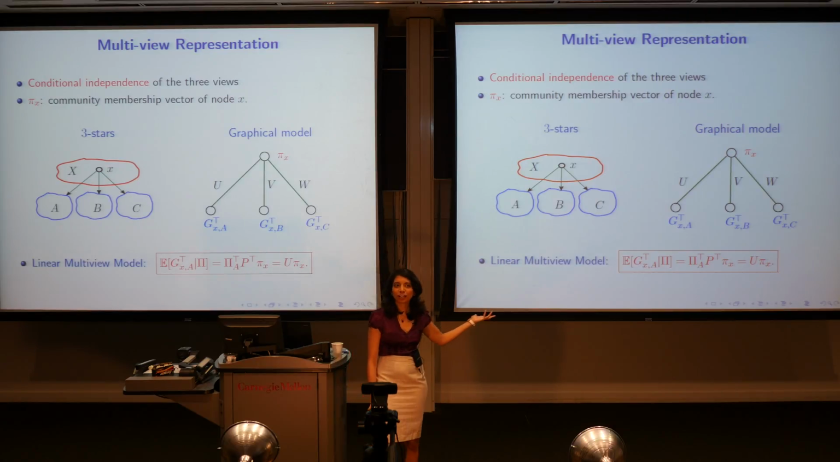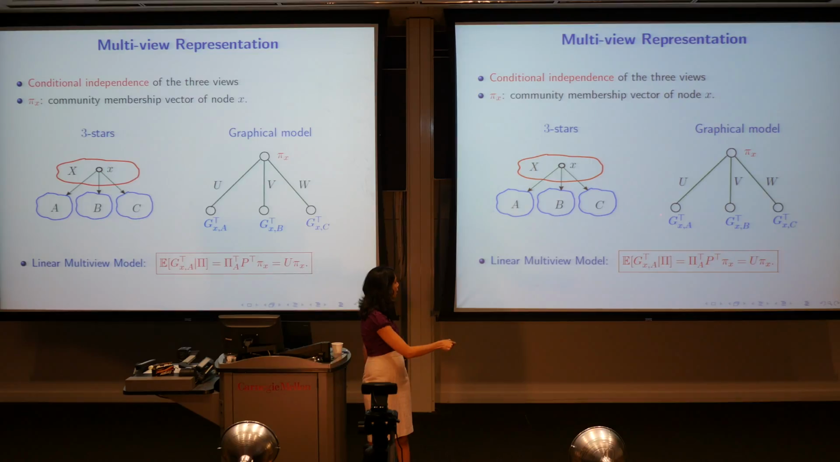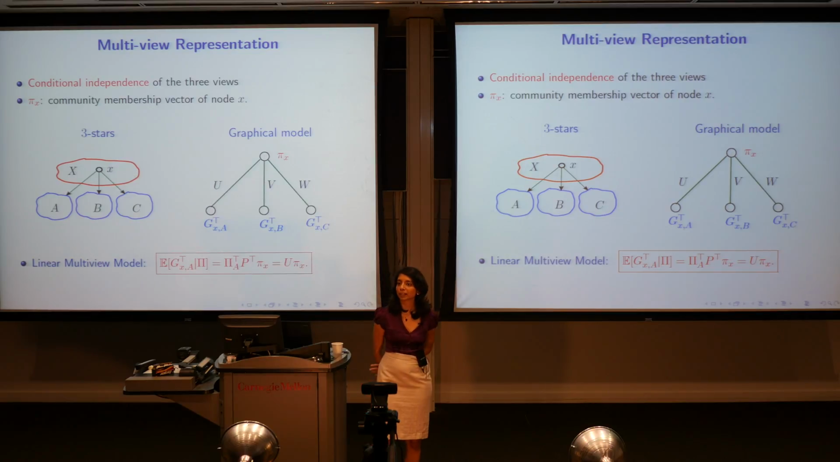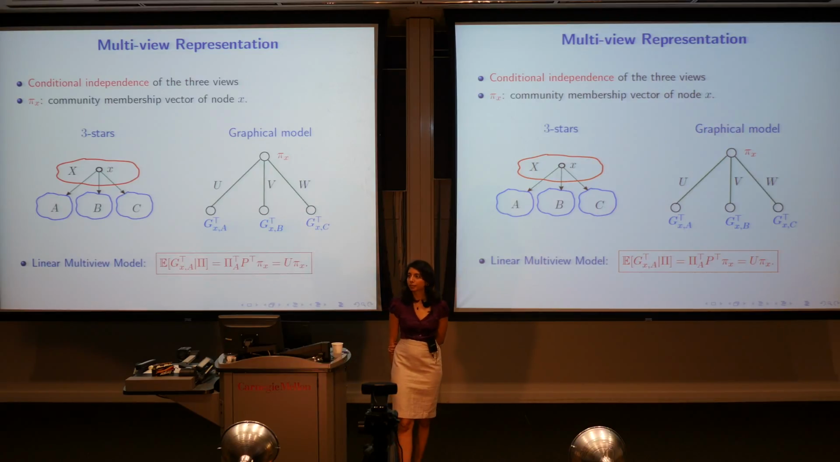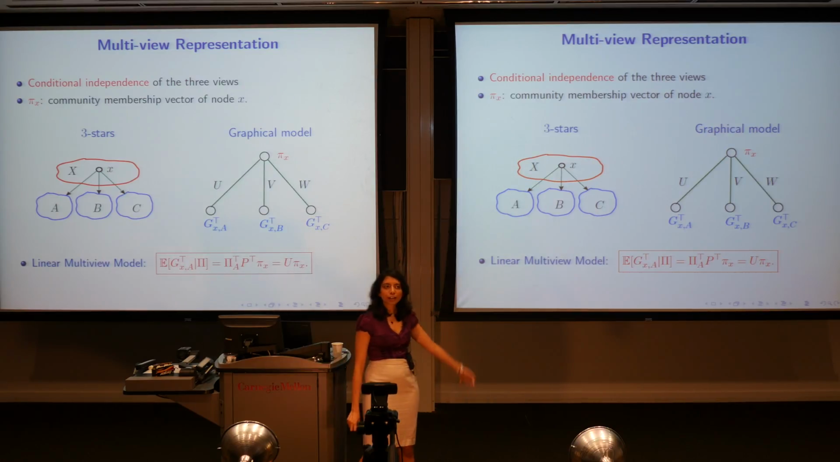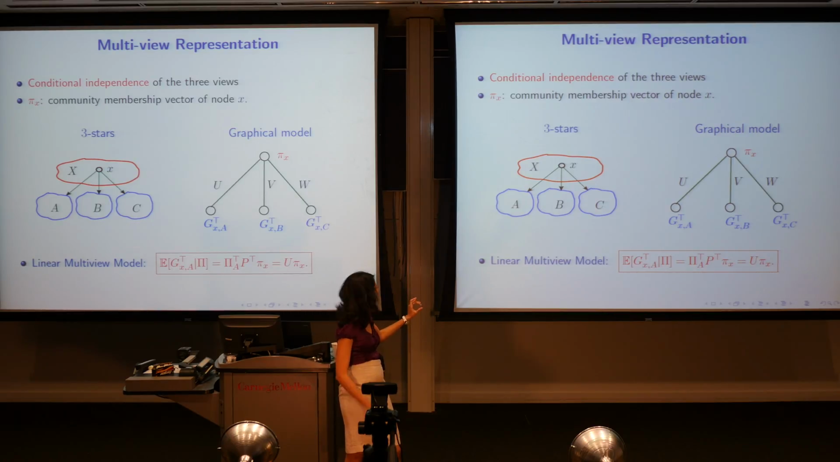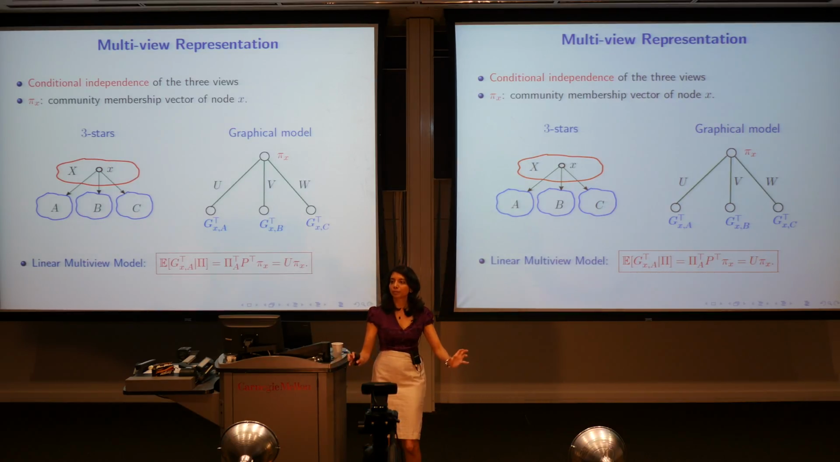And this is where the conditional independence is obvious. Our assumption is that the set of edges going to set A is conditionally independent of the set of edges that goes to the set B, conditioned on the community membership of X. Because these sets A and B have no nodes in common, and these sets of edges are only dependent on the community membership, pi_X. Is that clear? So that's why we can reduce it to a multi-view model by partitioning these sets of edges.